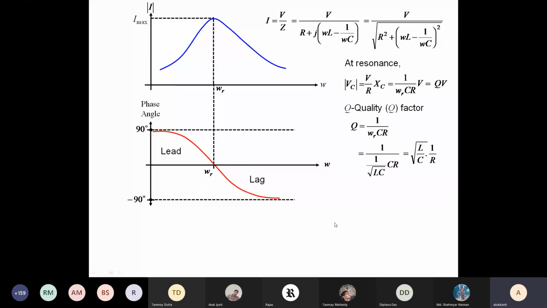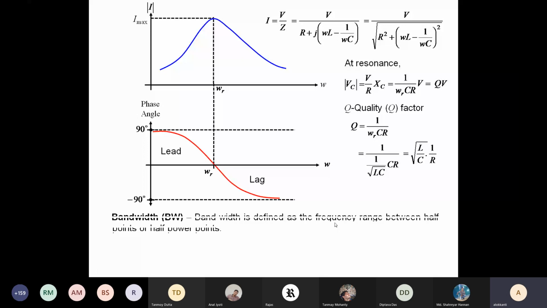So Q is equal to root over L by C multiplied by 1 by R. That is the quality factor of the circuit. Now there is another new term, which is called the bandwidth.